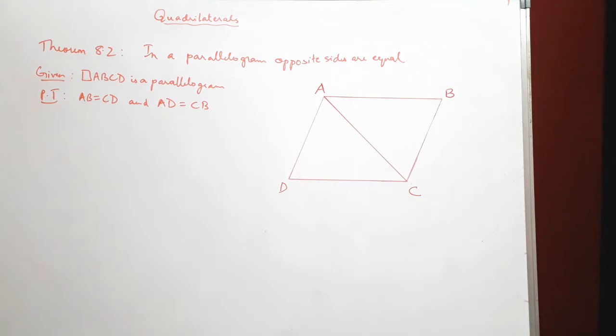Hello students, in this video we will be looking at a couple of theorems from quadrilaterals. This is theorem 8.2, which says in a parallelogram opposite sides are equal. So we need to prove opposite sides of a parallelogram are equal.